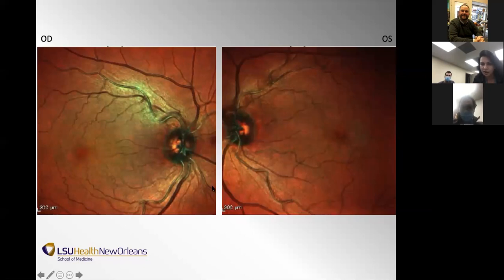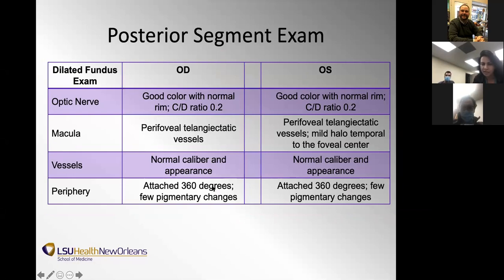And essentially, the exam is listed here, and what we saw in clinical exam is that there were some perifoveal telangiectatic vessels in both eyes, more obvious in the left eye than the right eye. And there was a mild halo temporal to the foveal center in the left eye. Other than that, the fundus exam in both eyes was unremarkable.